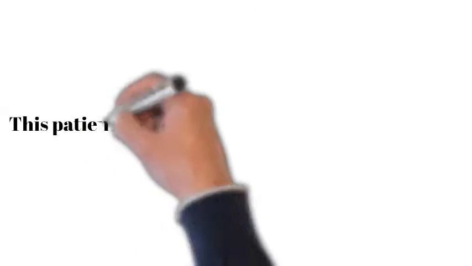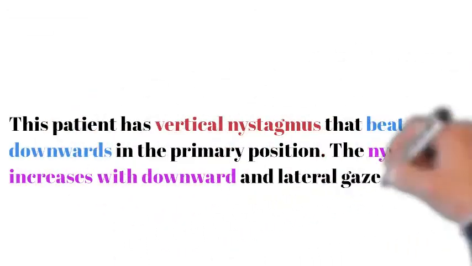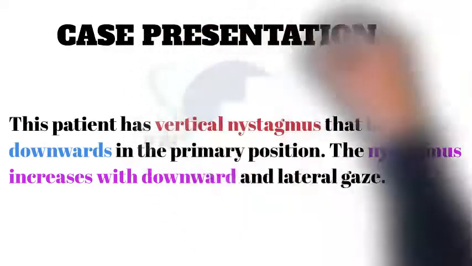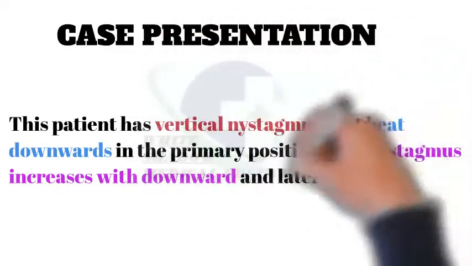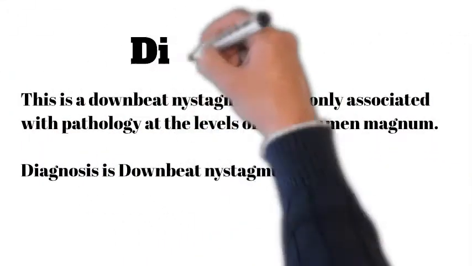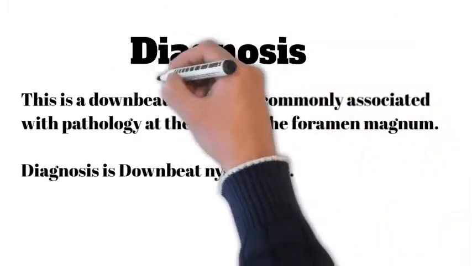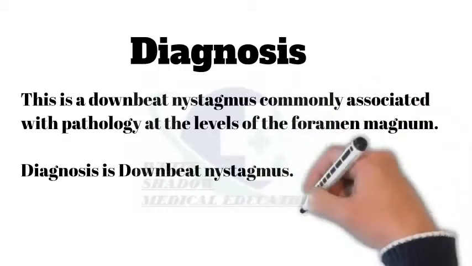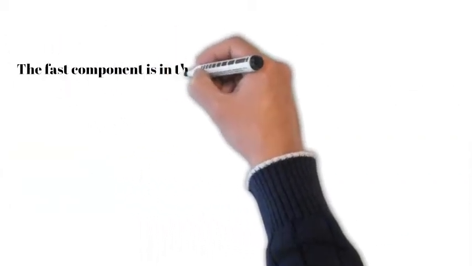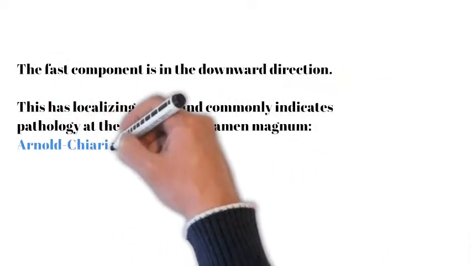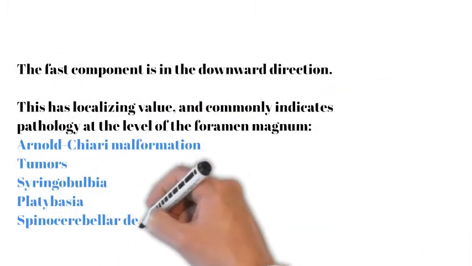Case 5. Case presentation. This patient has vertical nystagmus that beats downwards in the primary position. The nystagmus increases with downward and lateral gaze. Diagnosis is downbeat nystagmus, commonly associated with pathology at the level of the foramen magnum. Clinical discussions. The fast component is in the downward direction. With the eyes in this position, the nystagmus appears to be directed obliquely and downwards.